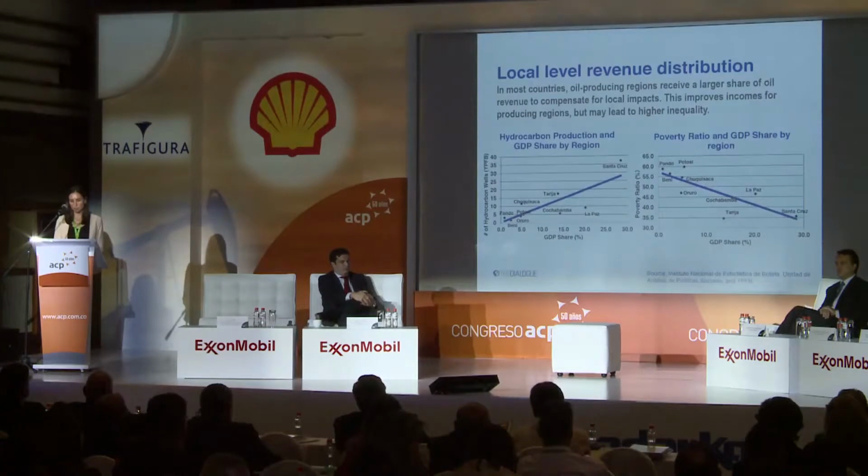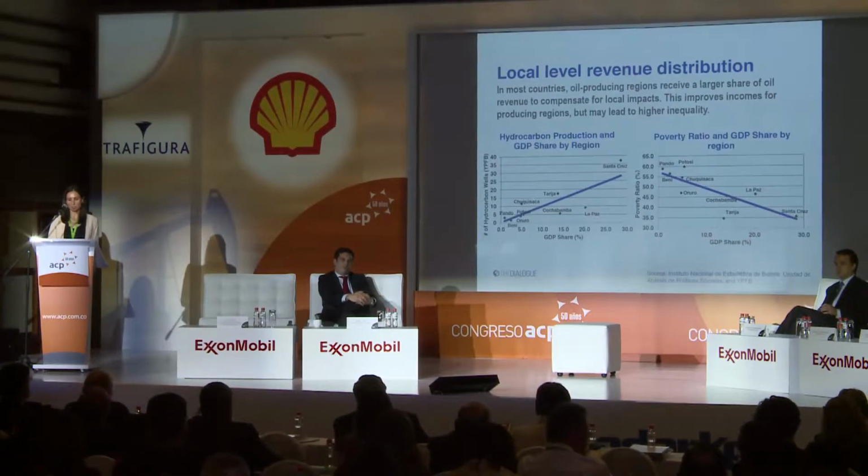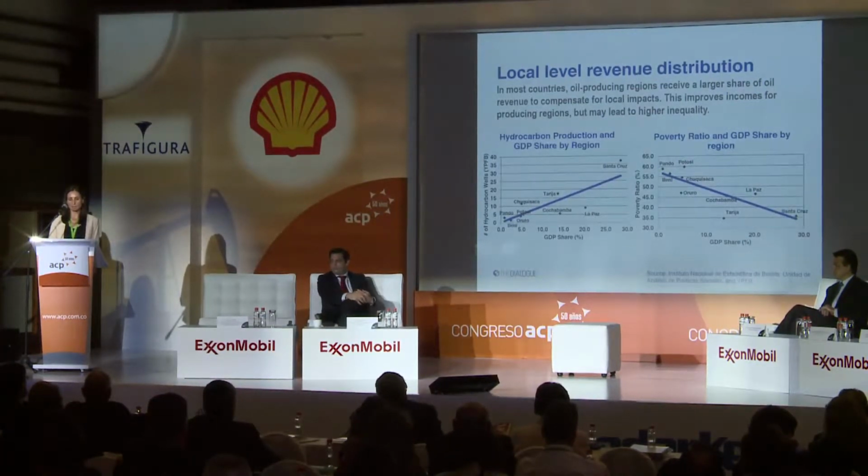So just to give some examples, what I'm showing here is Bolivia. There's a clear correlation between oil and gas production in hydrocarbon producing regions and GDP and poverty levels. The producing regions are Santa Cruz, La Paz, Cochabamba, and Tarija. That's where we see the most wells drilled. And that's also where we see the largest contribution to GDP and the lowest poverty levels. So within the country, it creates inequality.